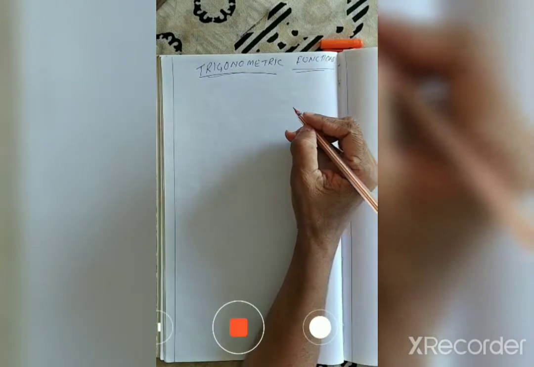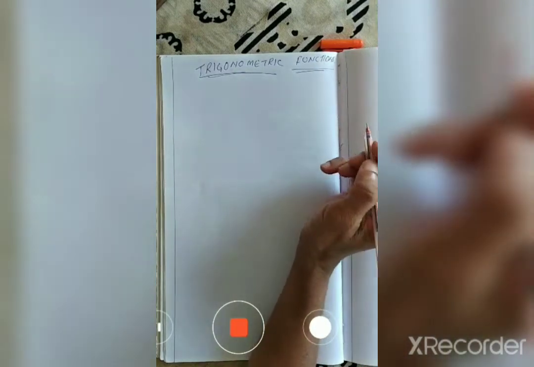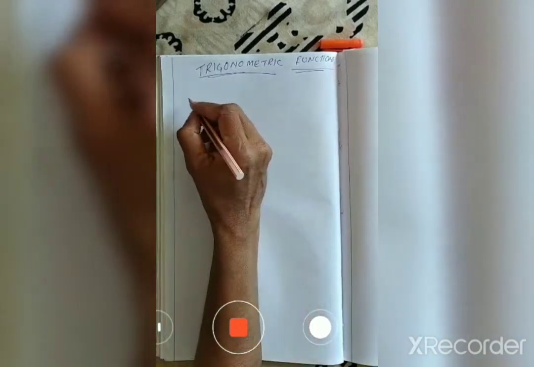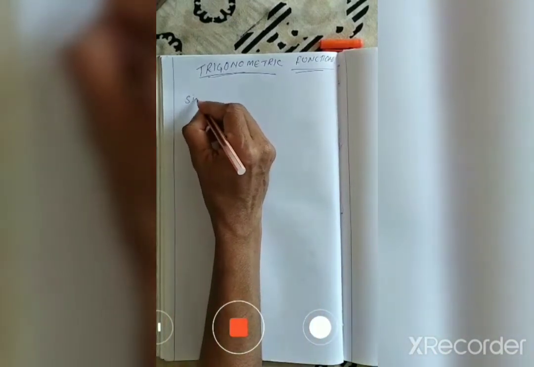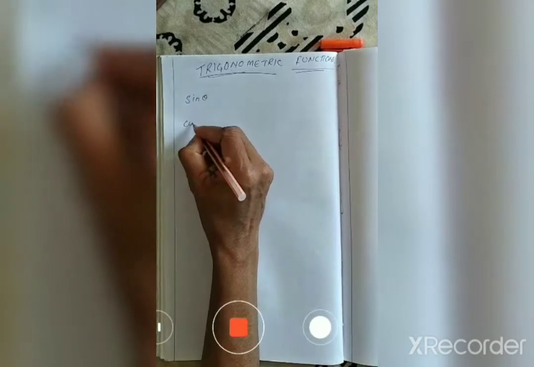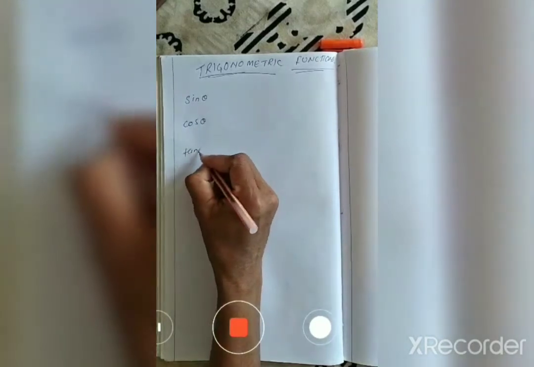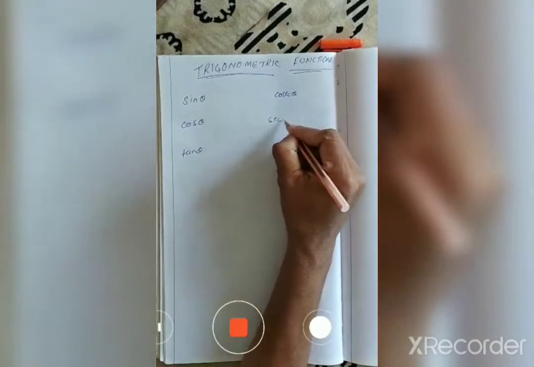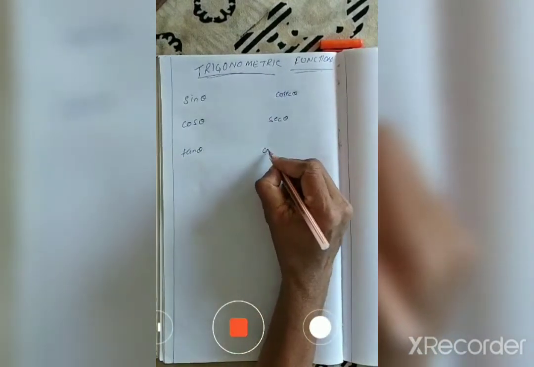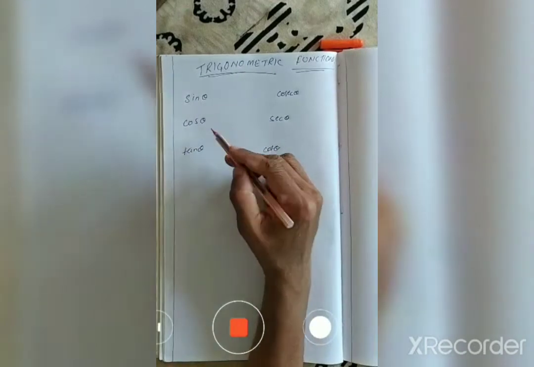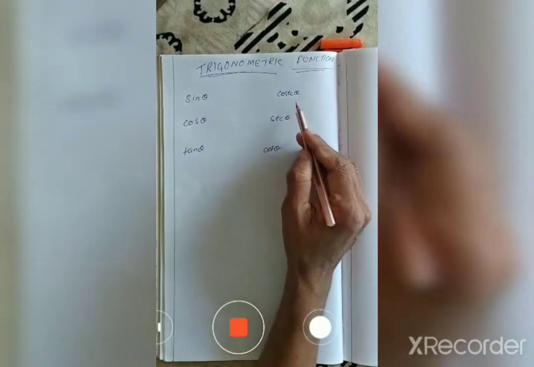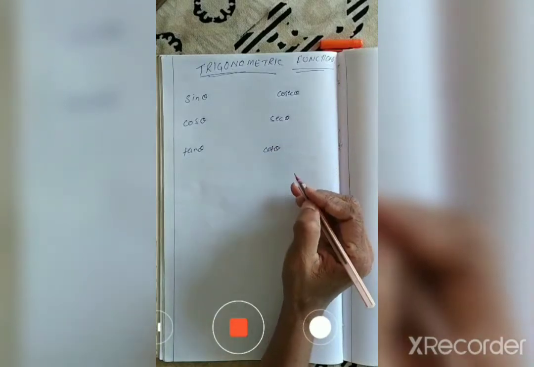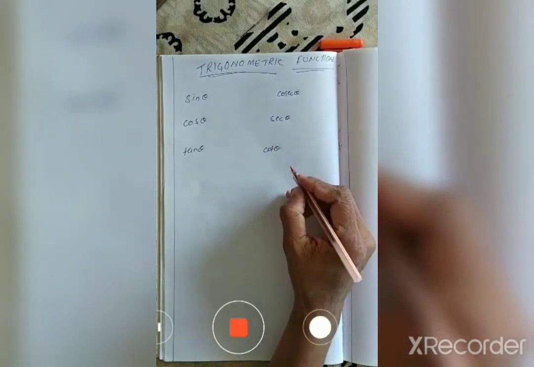You have studied about 6 trigonometric functions in earlier classes. They are, as you know, sine theta, cos theta, tan theta, cosecant theta, secant theta, and cot theta. That is sine function, cosine function, tangent function, cosecant function, secant function, and cotangent function. What are these trigonometric functions?